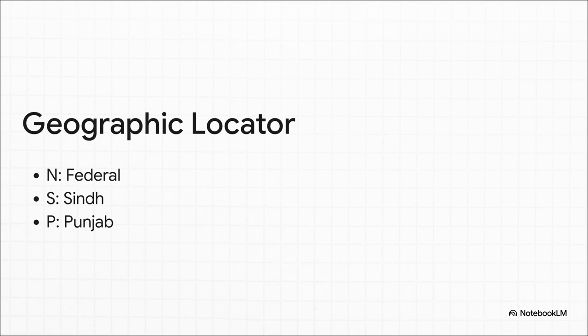Also, keep in mind that the very first letter of the fund code acts as an instant geographic locator. It identifies right away if the source is N for federal government, S for Sindh province, or P for Punjab province. Just one simple letter, and it instantly orients you to the proper level of government.